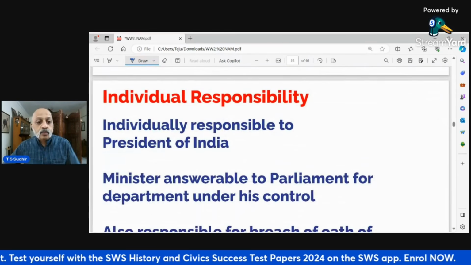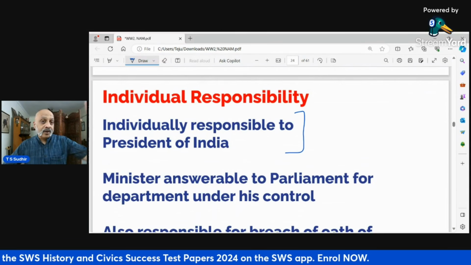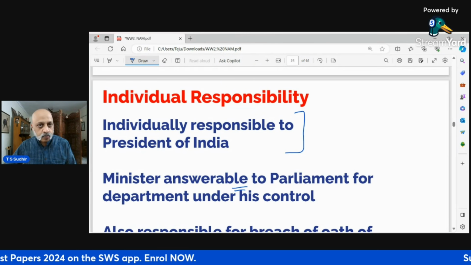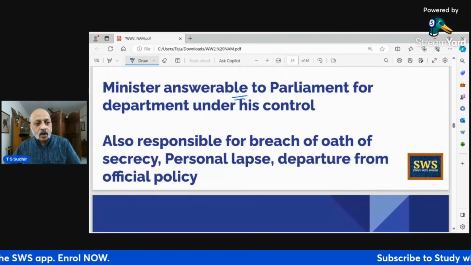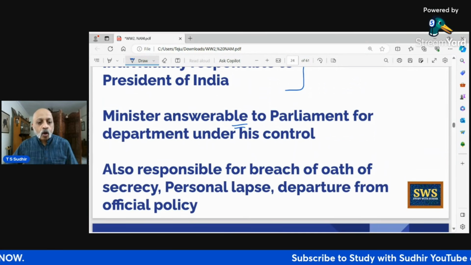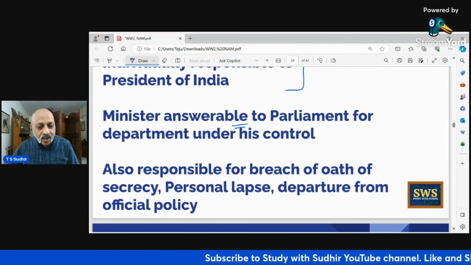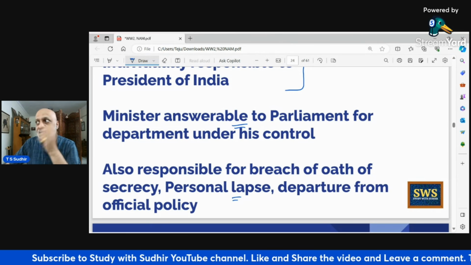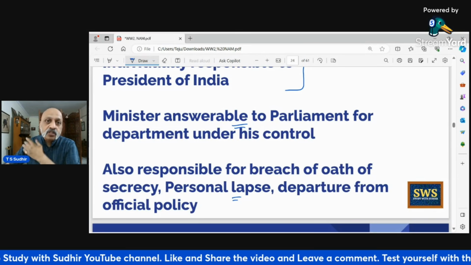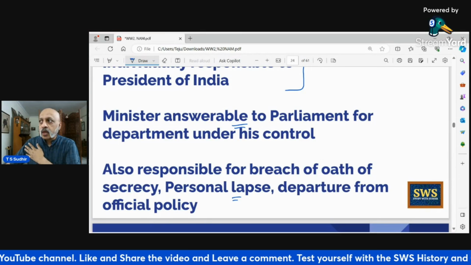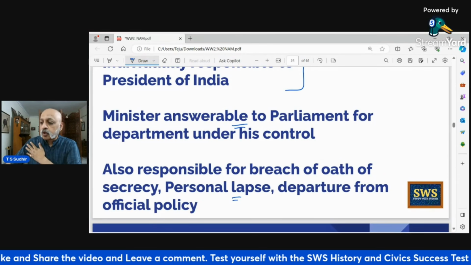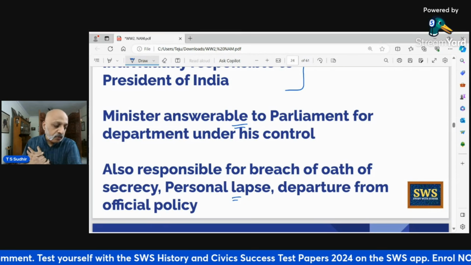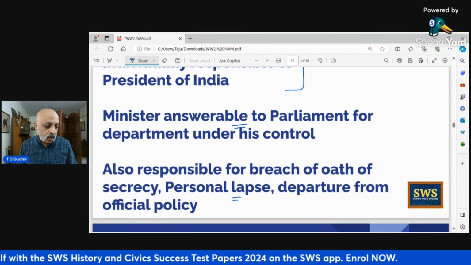Okay. Individual responsibility is to the President of India. Collective responsibility is to Lok Sabha. The minister is answerable. I already explained to you that they are answerable to Parliament for department under his control. Also responsible for, like for instance, if there is any kind of sensitive information that is leaked from a particular ministry, the minister will be held responsible. Aisa hua bhi hai, okay? That the minister is held responsible for any kind of leaks of sensitive information from his office. So that is how this thing.